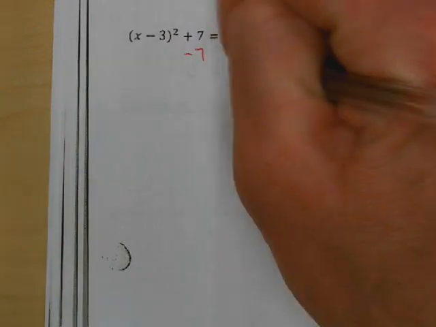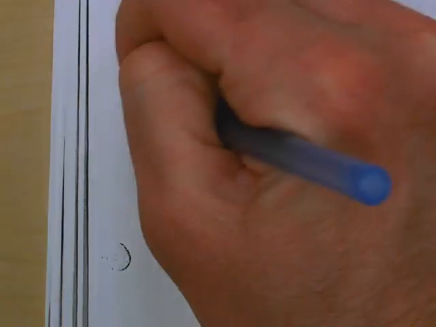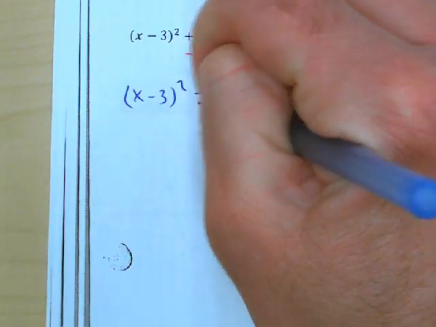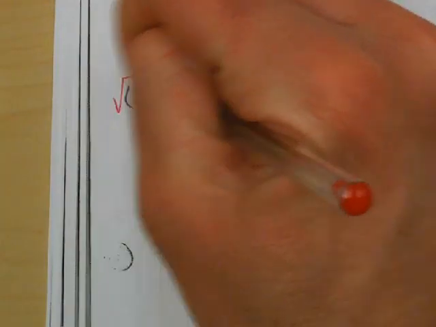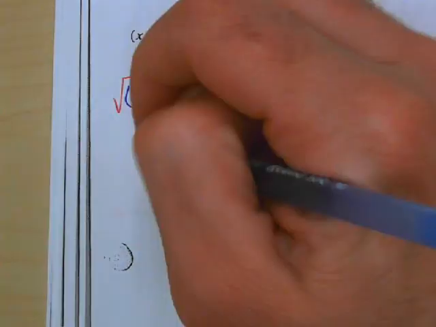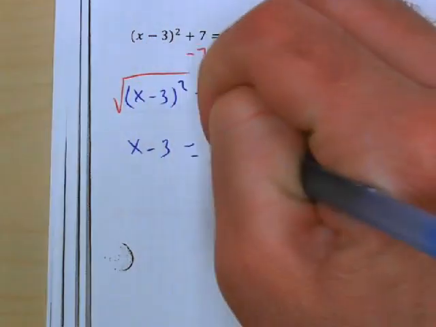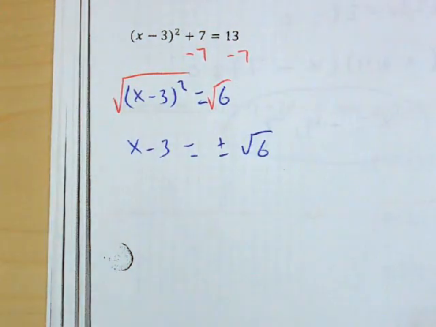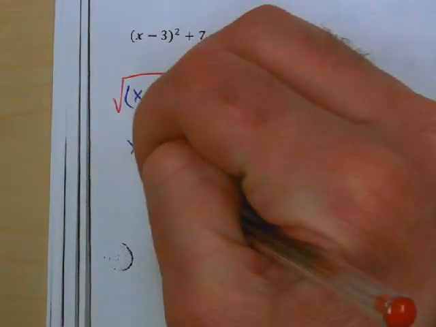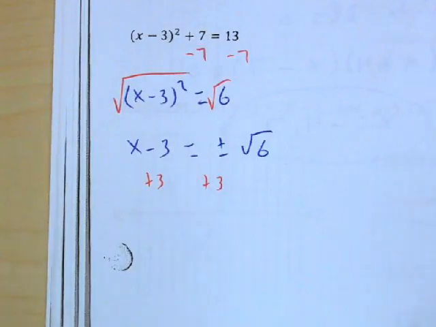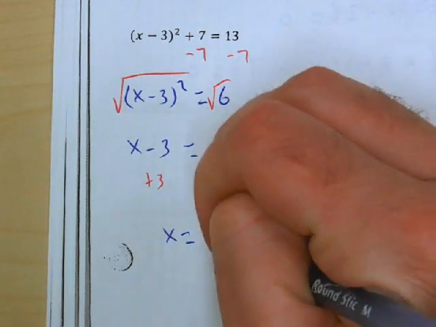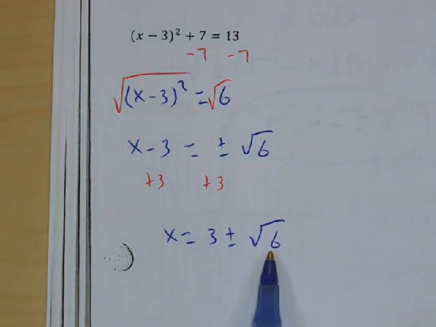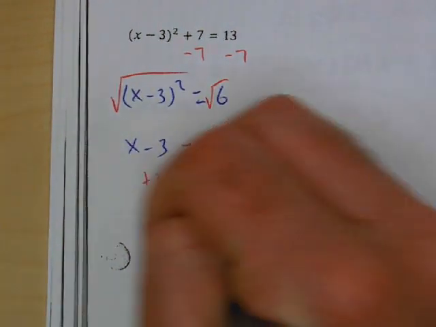So we want to start by subtracting 7 from both sides. So we get x minus 3 squared equals 6. And then we want to take the square root of both sides. So I get x minus 3 equals plus or minus root 6. Just leave it as root 6 because we can't simplify that. And then only one more step to get x by itself. Just add 3 to both sides. And we get x equals 3 plus or minus root 6. Since there's a radical in our answer, we just leave it with the plus or minus. That's our answer.